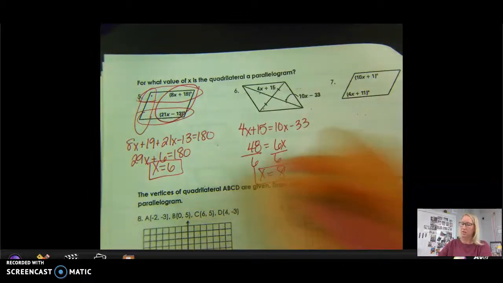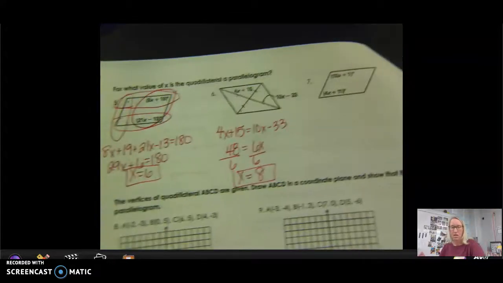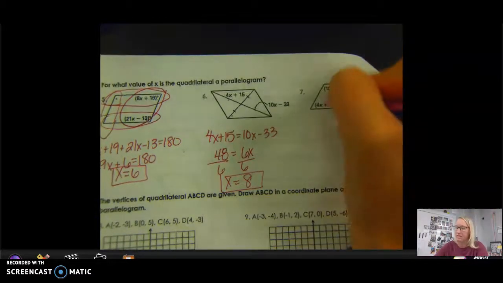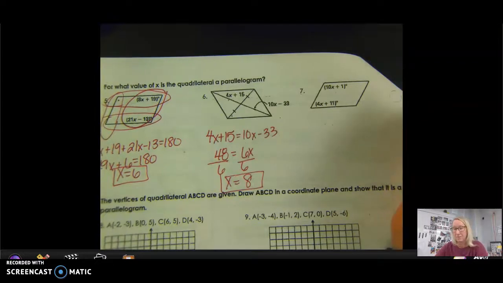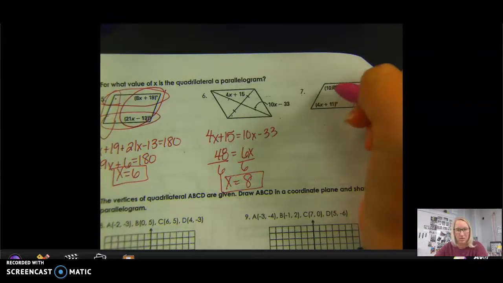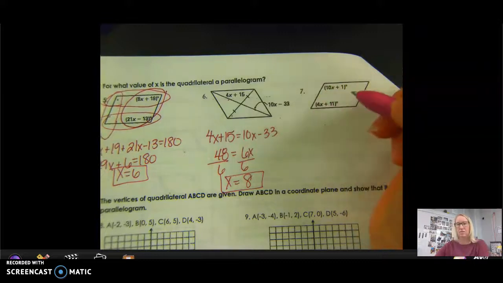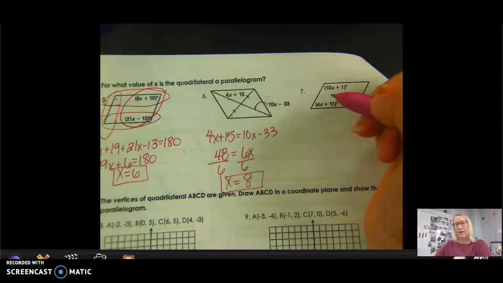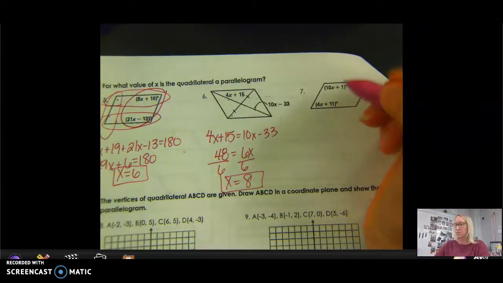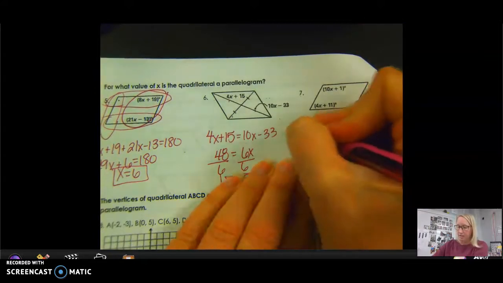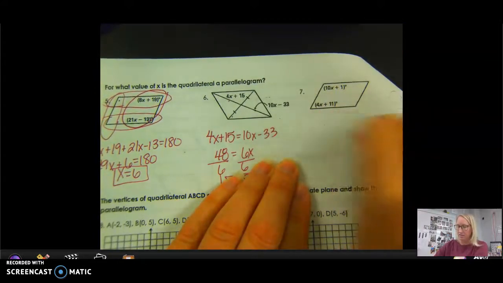Go ahead and pause me and try the next one on your own. Number 7, again, this angle and this angle, they are not congruent, but they are supplementary, and they don't look congruent, right? So this one's obtuse and this one's acute. I can't always go off that because it's not always drawn to scale, but it is a good way to sometimes check yourself.